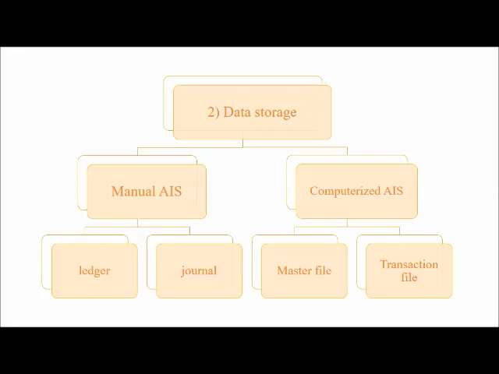In the manual accounting information system, data is stored in the form of ledgers and journals. Ledger: we have two types of ledger. First, the general ledger, and second, the specialized ledger or subsidiary ledger. The general ledger contains summary-level data for every asset, liability, equity, revenue, and expense account. A subsidiary ledger contains detailed data for any general ledger account with many individual sub-accounts.